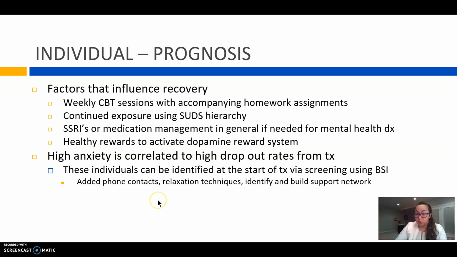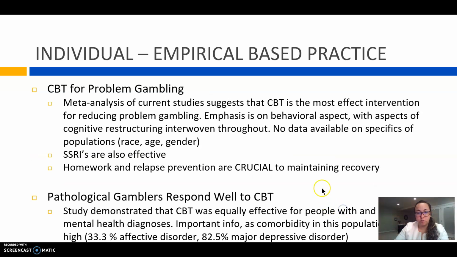So what you can do if you identify somebody with high anxiety in treatment is provide additional phone contacts. You can immediately begin with relaxation techniques. From the beginning, that could be some of the very first things that you do, rather than jumping into exposure or talking about the hierarchy or working on self-awareness. You can just start with relaxation techniques and then identify and build support networks sooner rather than later. You could sort of flip the order for folks with anxiety.